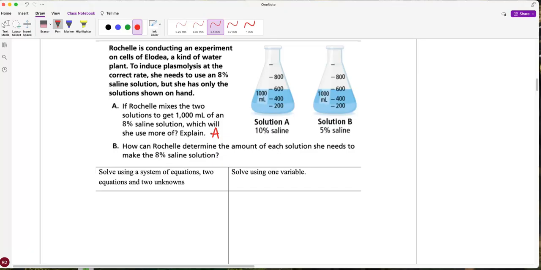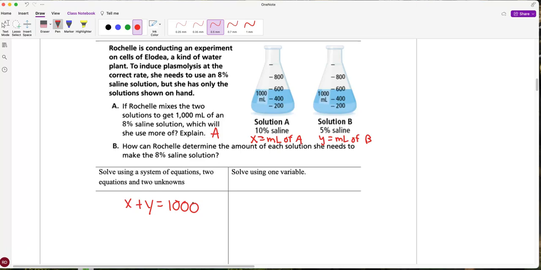We're going to let X equal the milliliters of A, and Y equals the milliliters of B. And we want a system of equations. So how much am I going to end up with a total? I'm going to end up with 1,000. So you know that what? X plus Y has to equal 1,000. When I add these two solutions, I have to get 1,000.